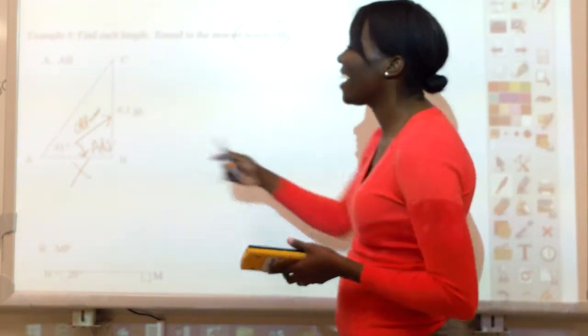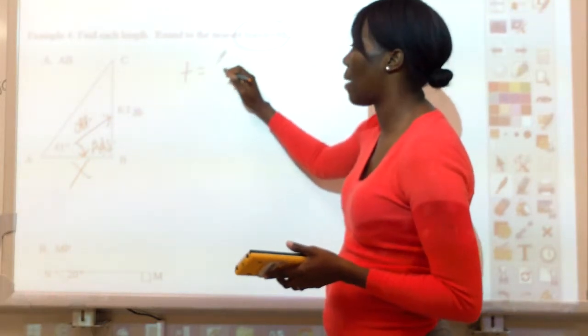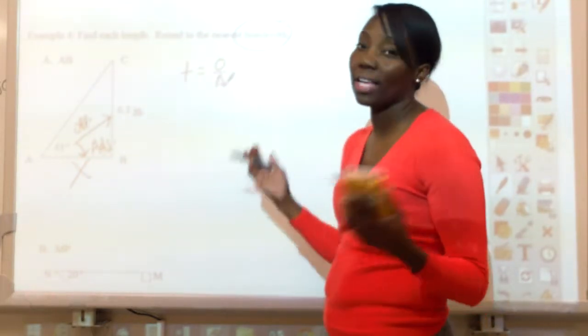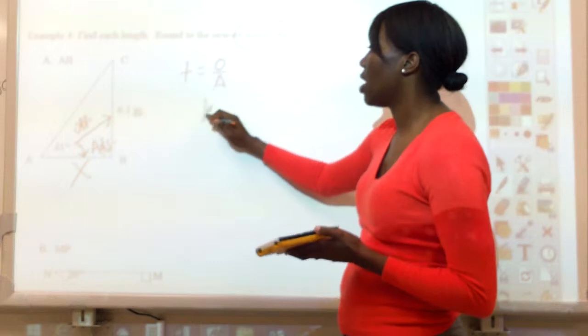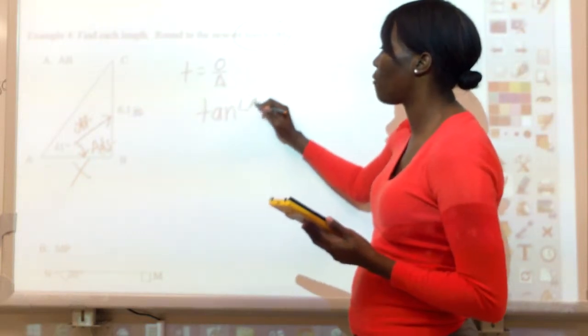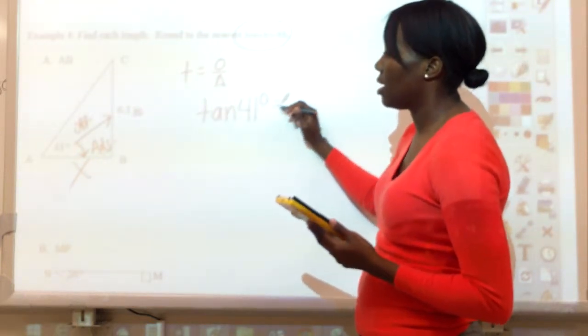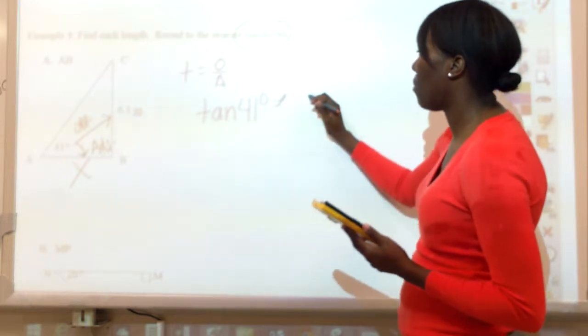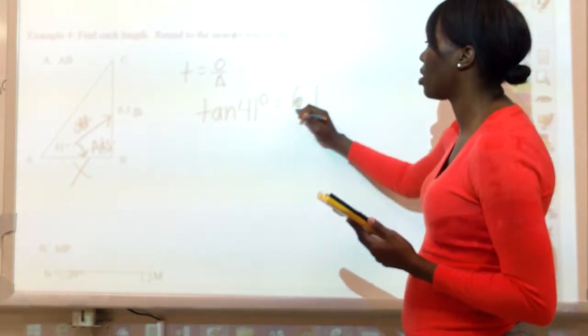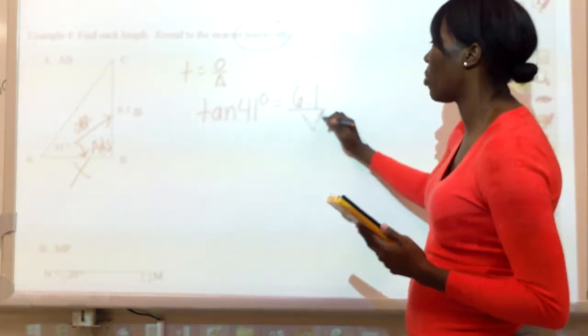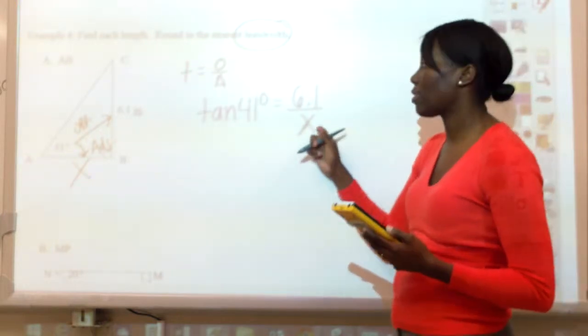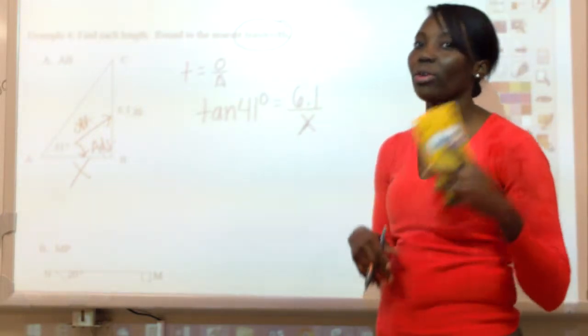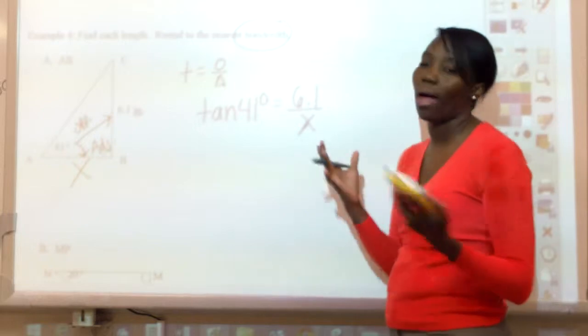Hopefully you said tan. Tan is the one that's opposite over adjacent. So that's how you know which trig function to use. And so we'll use tan of 41 degrees is equal to, opposite is 6.1 over the adjacent angle, which is x. And we have to solve for x, so now we're going to use trig functions and algebra to figure out x.